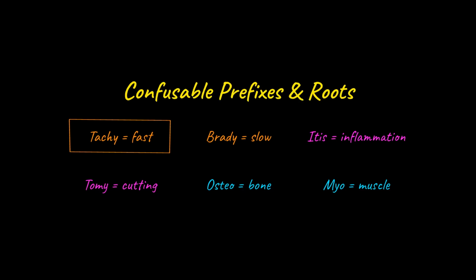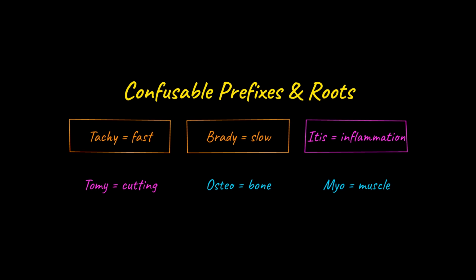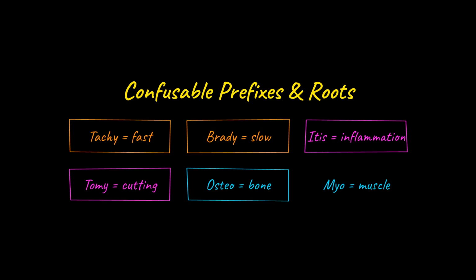Exam distractors often swap hyper and hypo with these unrelated terms. Tachy and brady describe rate, not level. Itis and tomy are suffixes about inflammation and cutting. Osteo and myo are structural roots for bone and muscle. Recognizing these as separate families keeps your prefix decoding accurate.